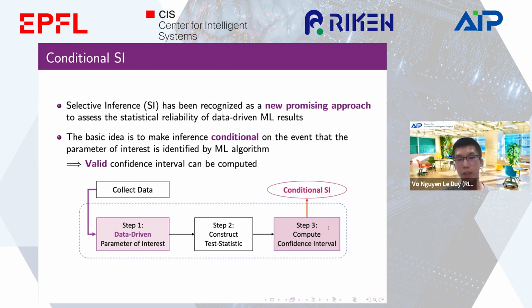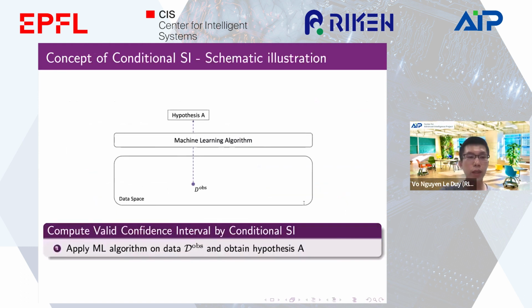So this is the picture. We first collect the data, then apply the machine learning algorithm on the data to obtain the parameter of interest. After that, we construct the test statistic, and finally, the confidence interval is computed by using conditional selective inference. So this is the concept of selective inference by schematic illustration.